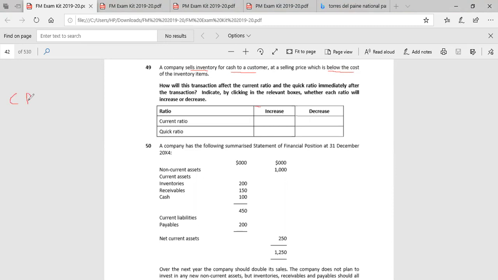So there are two things which are asked. What is current ratio? What is quick ratio? What will the impact be? First thing, current ratio is equal to current assets divided by current liabilities. And quick ratio is equal to quick assets divided by current liabilities, in both the cases.